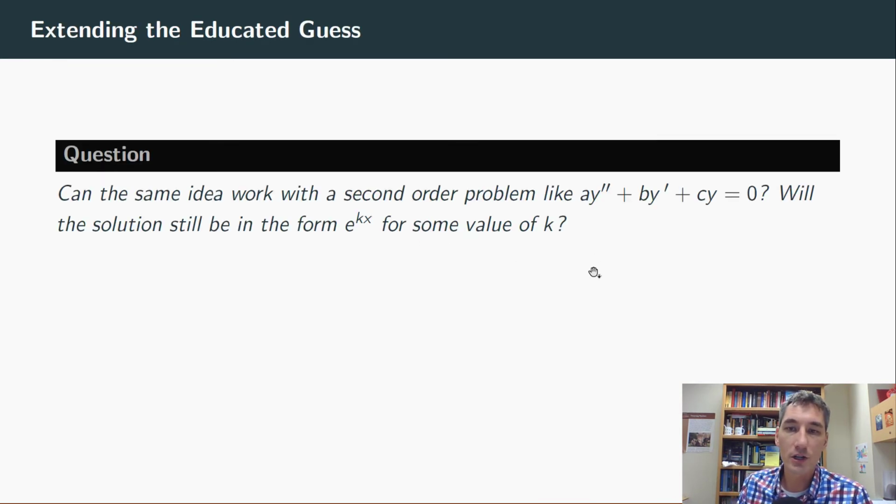And the question we will have is, can this be extended? So what if you had a second derivative? Second order problem, like a y double prime plus b y prime plus c y equals 0. Can you do this same trick where assuming the function is e to the kx, and then later on figure out what the k is? Well, I don't know. Is e to the kx even the answer to this question? So we'll find out. But that's the idea.